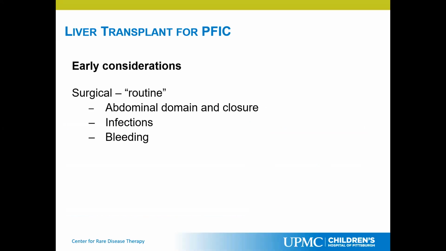The routine things that we think about after transplant: abdominal closure. When you take a piece of an adult liver and put it into a small child, or even when you take a child's liver and put it into another child, they may not be exactly size matched. So some patients require delayed closure, and they require operations after the transplant to close the belly. Every time you do surgery, you worry about infections, you worry about bleeding. Liver transplant has come a long way in the past 20 years, and we oftentimes do transplants without needing any blood. But there is a risk of bleeding, and it happens about 1 to 5% of the time after a transplant.